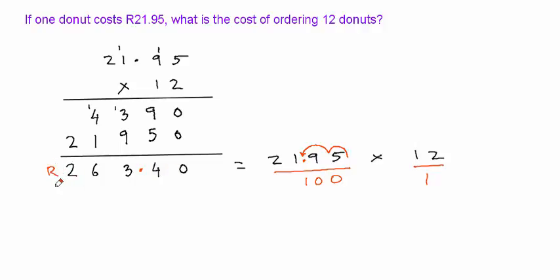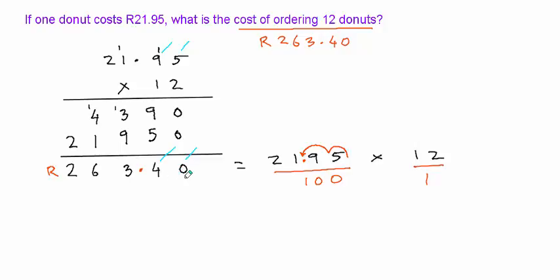Let's not forget the unit. So the cost of ordering 12 donuts is 263.40 Rand. You want to note that the number of digits after the decimal point on the answer is equal to the sum of the number of digits after the decimal point for the numbers that you multiply. So there were 2 digits after the decimal point on this one, no digit after 12, so you have 2 plus 0 is 2, so you have 2 digits after the decimal point on the answer.